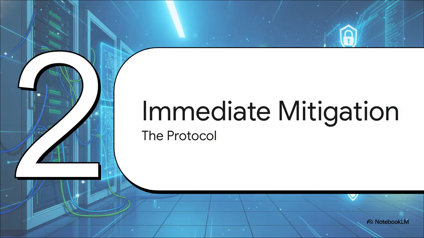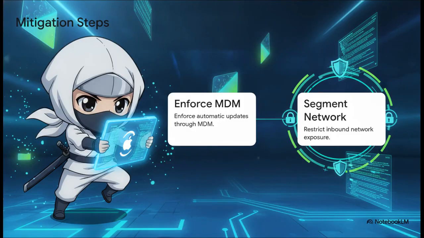Section 4. The protocol. Immediate mitigation. All right, I am issuing the following mandatory remediation steps for your security teams. Step 1. Apply the relevant Apple security updates immediately to get onto the secure build versions. Step 2. For your managed fleets, you must enforce automatic updates through your mobile device management or MDM policies, track your patch compliance closely, and flag any vulnerable OS builds. Step 3. As a temporary workaround, you've got to restrict inbound network exposure to your Apple endpoints, disable unused network services, and place vulnerable devices behind network segmentation or a VPN until those patches are fully deployed.